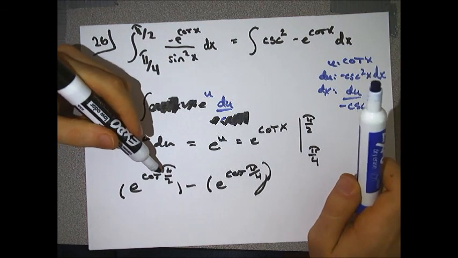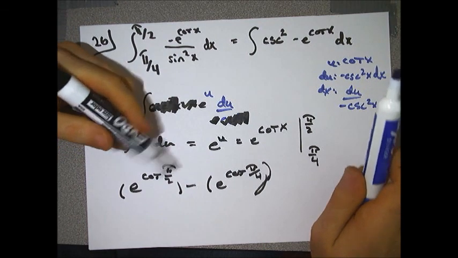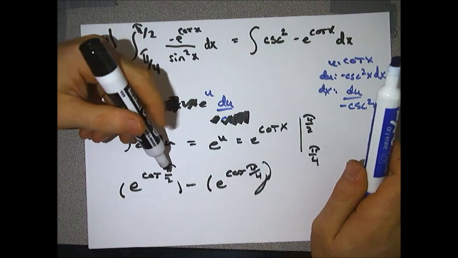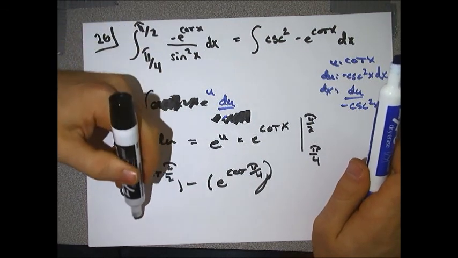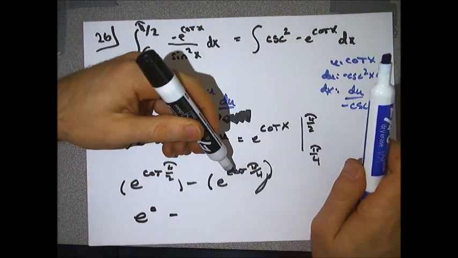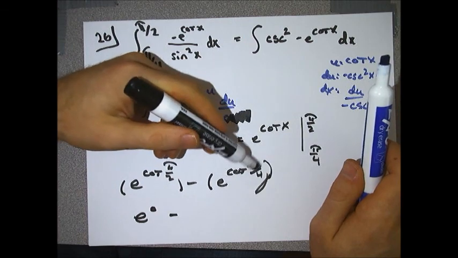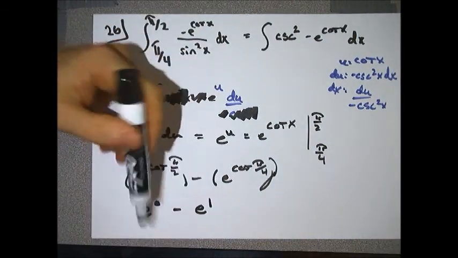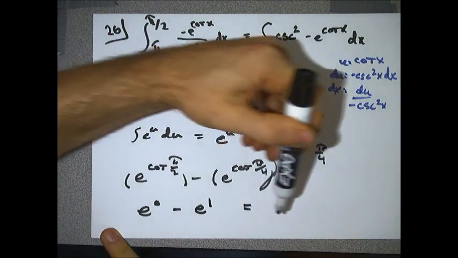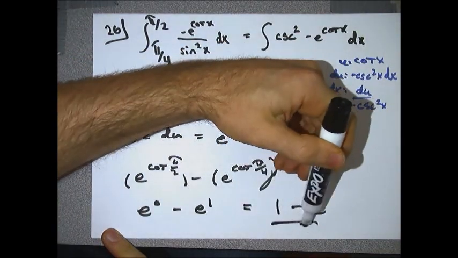Cotangent of pi over 2 is at 90 degrees, so that's really cotangent of pi over 2 would be 0. So e to the 0 minus cotangent of pi over 4 is 1, so minus e to the 1. Anything to the 0 is 1, so this is 1 minus e.